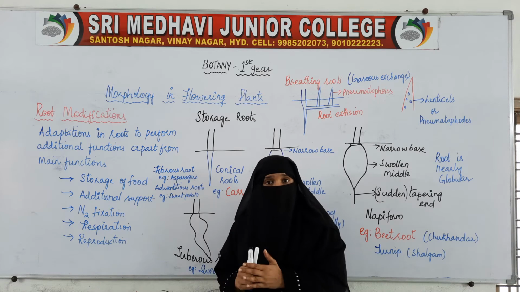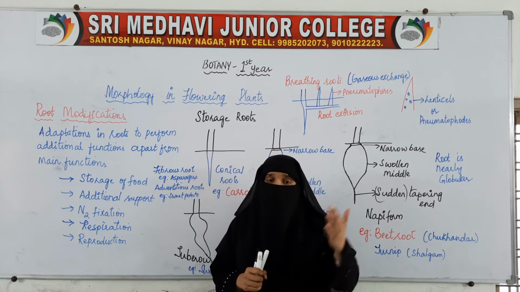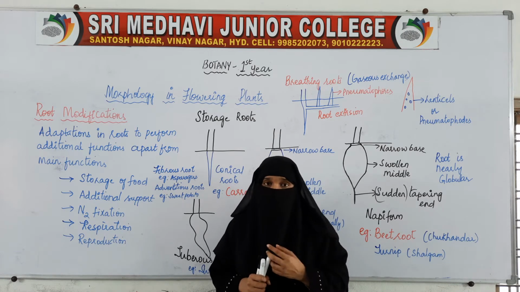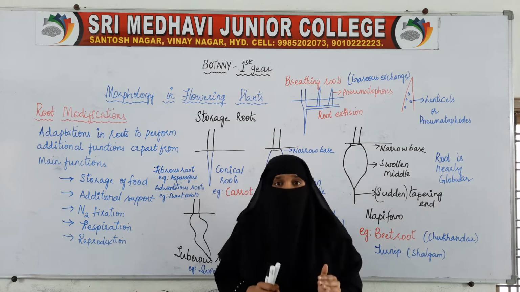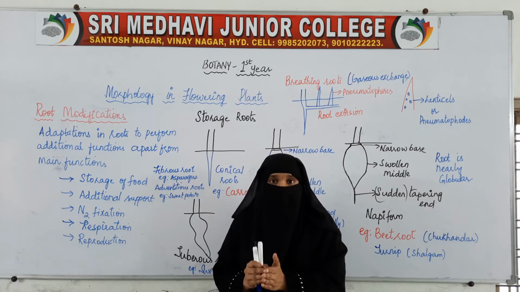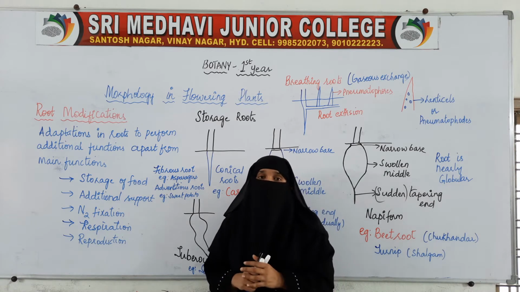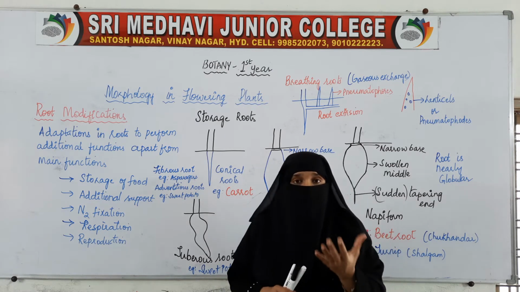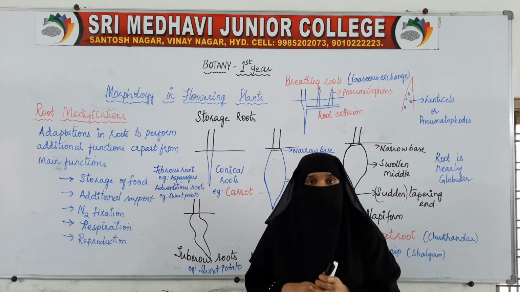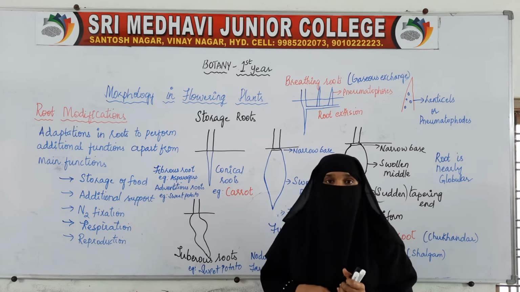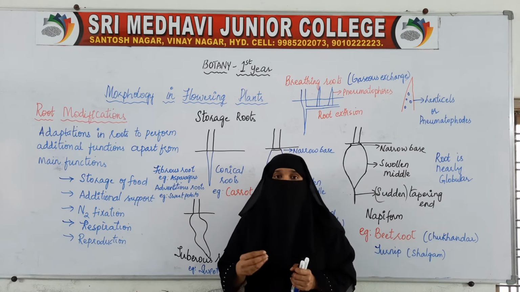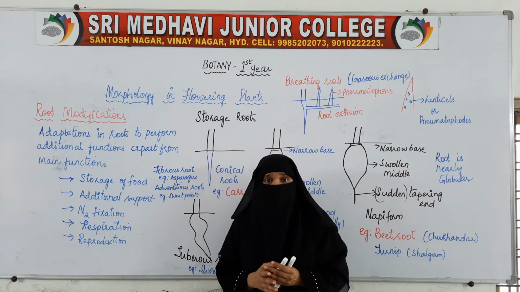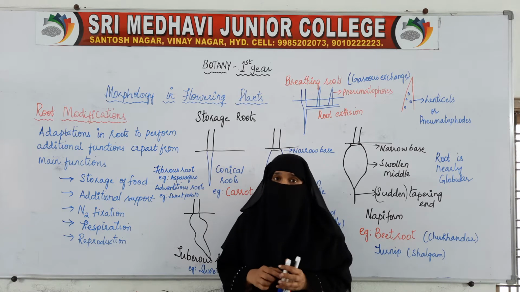When they perform certain other functions, that doesn't mean that they will not be performing the basic function of absorbing water and minerals and giving anchorage to the plant. They will be doing that. Apart from that, they will also do some other functions. They will adapt themselves in such a form that they will be able to perform other functions as well. So those adaptations which the roots perform in order to perform various other functions, what are they called?